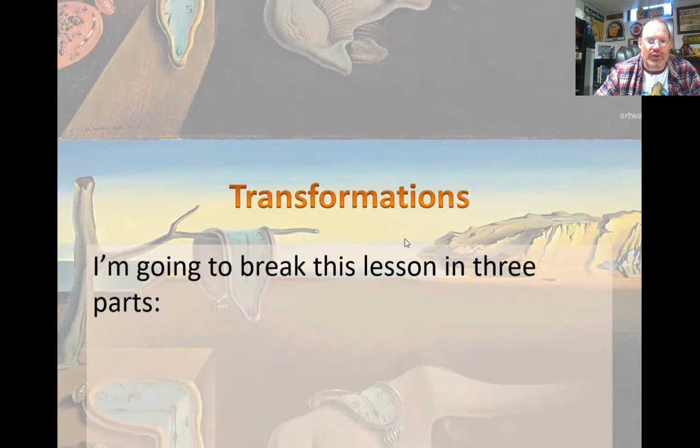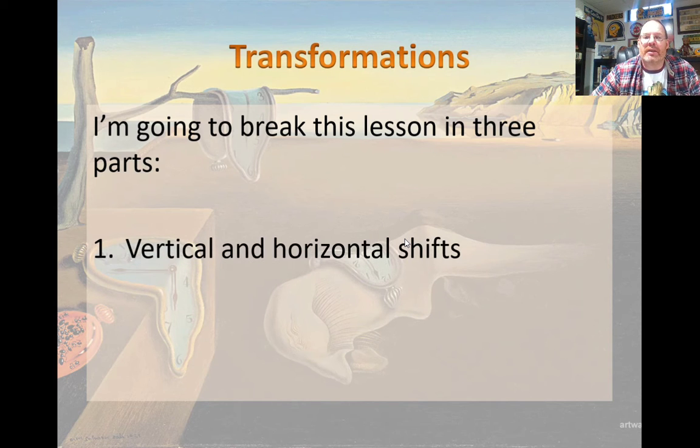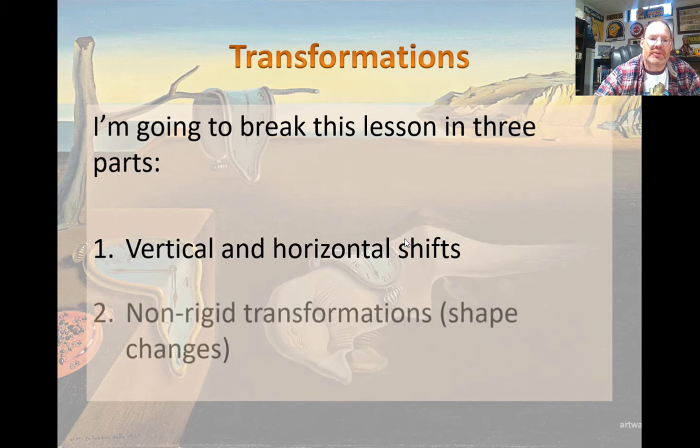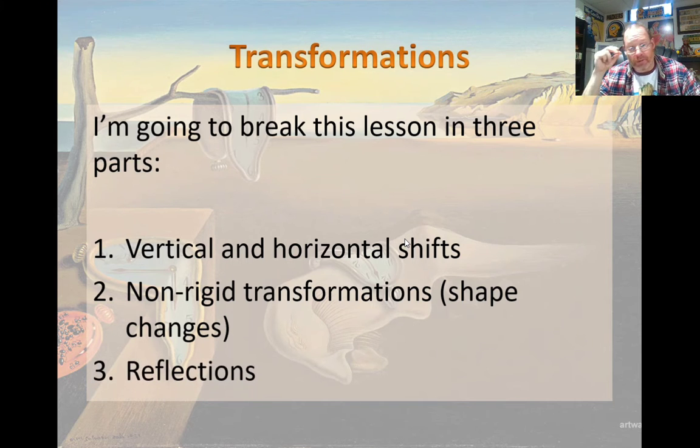I'm going to break this into 3 parts. The first part is just going to be vertical and horizontal shifts. Remember, those are referred to as rigid transformations. Second one is going to deal with non-rigid transformations. And remember that the non-rigids are the ones that make the graphs skinnier or fatter. And the last one is going to be about reflections. And I'm going to have a whole lot of practice in here for you guys to really hone your skills on. You will need some graph paper.